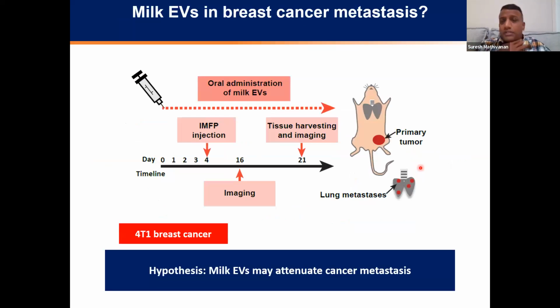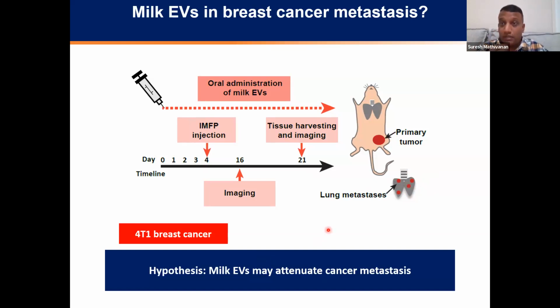So then the next question was, okay, we had a good effect on the primary tumor. What about metastasis, right? Because metastasis is one of the main causes of cancer death. Again, we used this 4T1 syngeneic orthotopic model, where we implanted the cells in the mammary fat pad, and then oral administration of milk EVs was done. Then we looked at primary tumor burden and lung metastasis. In this case, the hypothesis was that milk EVs can attenuate or inhibit cancer metastasis, because we try to find drugs often in cancer, and very rarely do we get a drug that can work.